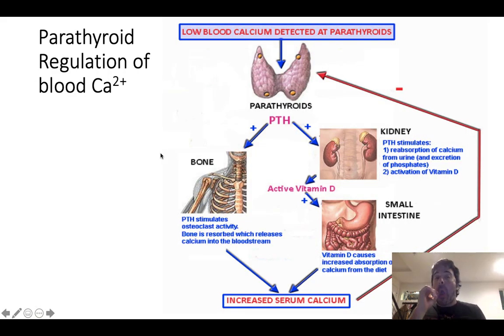So, one of the final topics in key point 3 that we're going to be talking about is the regulation of blood calcium. Regulation of blood calcium is really important for a number of different things.